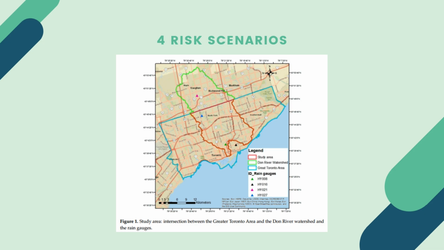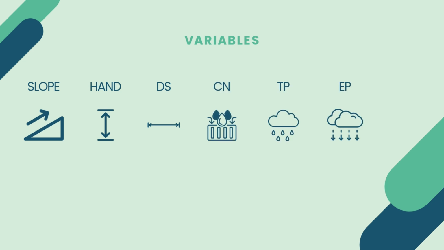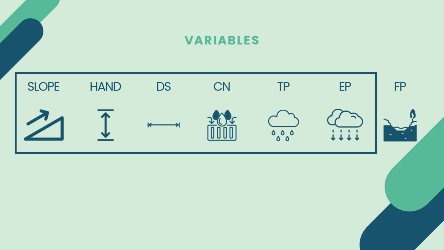It begins by explaining the reasoning behind the choice of certain variables, which are slope, height above the nearest drainage, distance to streams, curve number, total and effective precipitation, and the floodplain. In this video, I'll show you how to calculate 6 of these 7 variables, since the floodplain I'll be using in this video was already previously calculated.